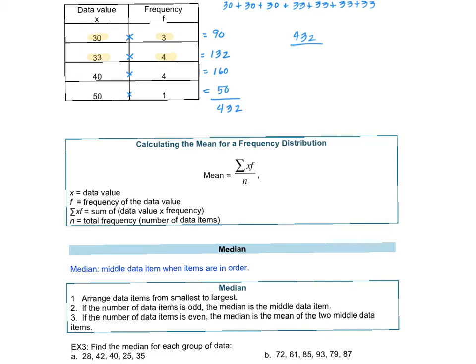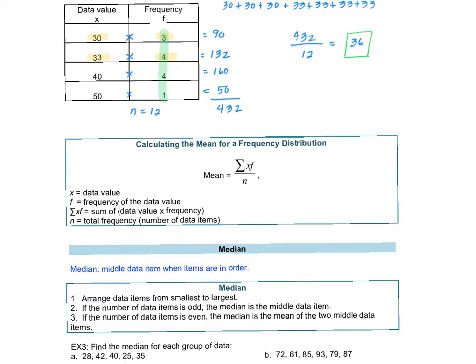Well, that just comes from your frequency. If you add up the frequency column, 3 plus 4 plus 4 plus 1, that's going to total 12. So that would be the n, the number of data items that you have. So we're going to divide 432 by 12 to get 36. Now you don't have to use the table, but it's already organized in the form of a table, so why not? You can always just write it all out like I did at the top.